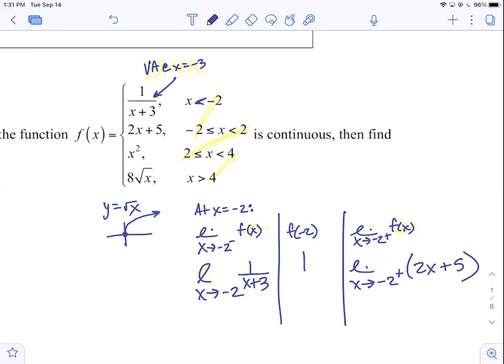Now, you only need one of these. Same thing on the far right. But it's okay to have both. If you do have both, remember, make sure you have two limits. Don't put the limit as x goes to -2 of f of x, and then right next to it, put 1 over x plus 3. Now we can use direct substitution.